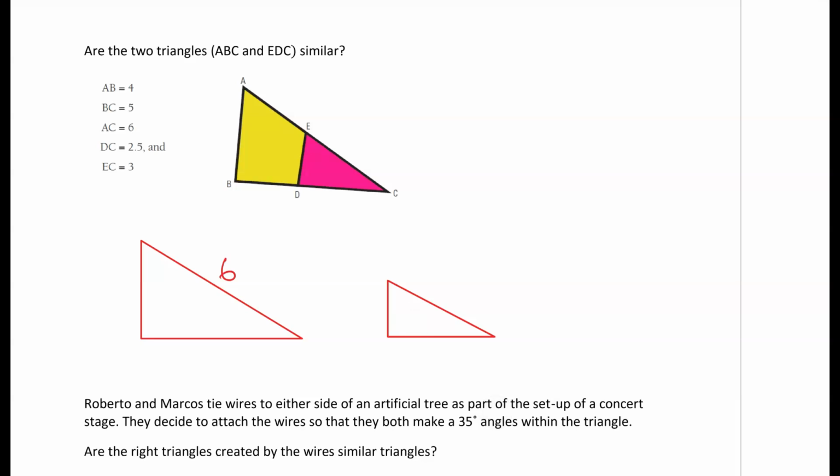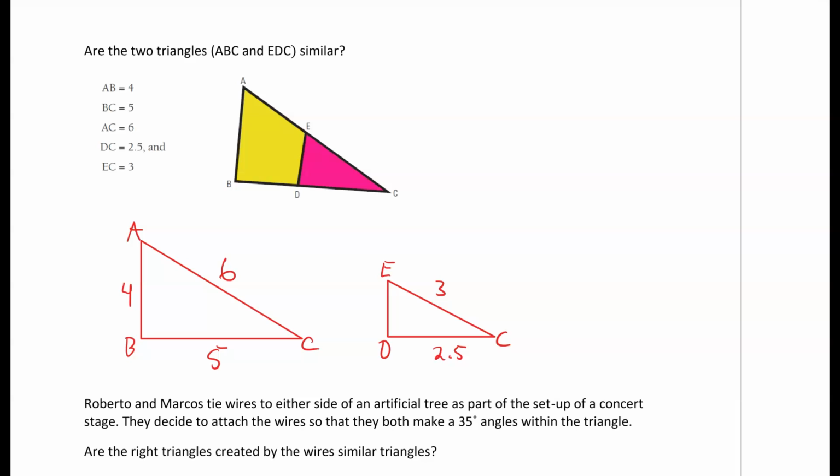So we'd have our bigger triangle, which has 6, 4, and 5, because we have A, B, and C. And then we have E, D, and C again. And we know that DC is 2.5, and we know that EC is 3. So what we're trying to figure out is, are these similar triangles?